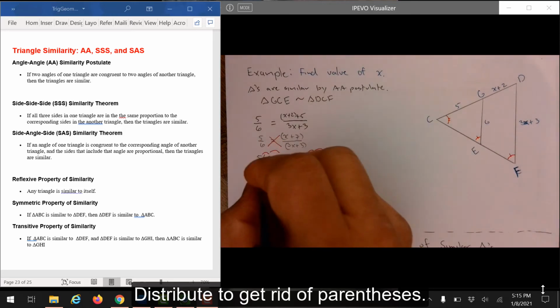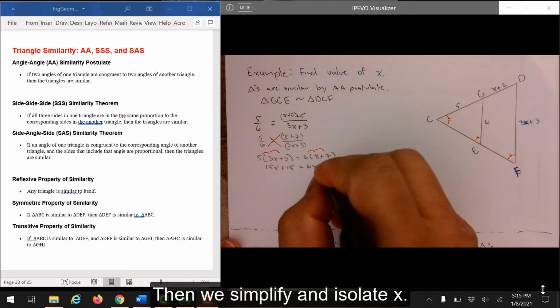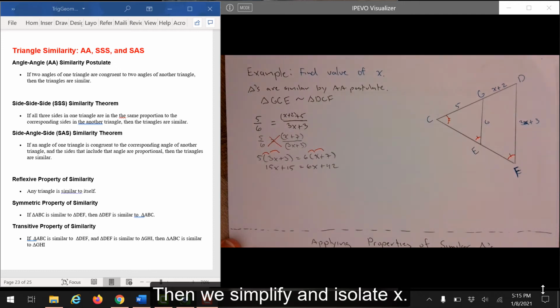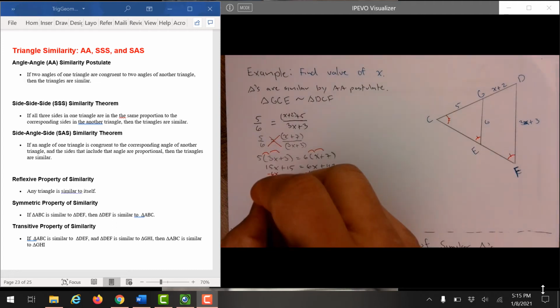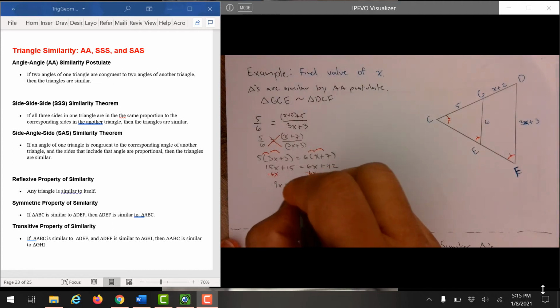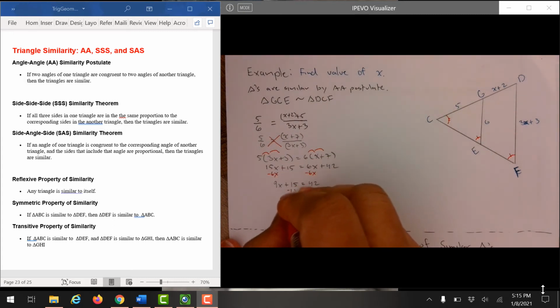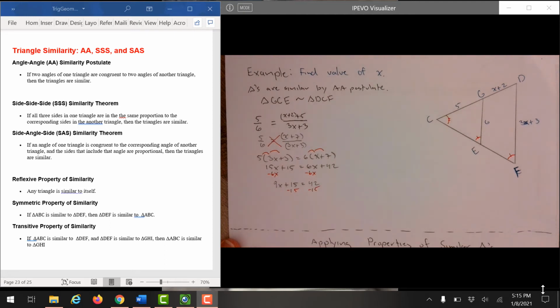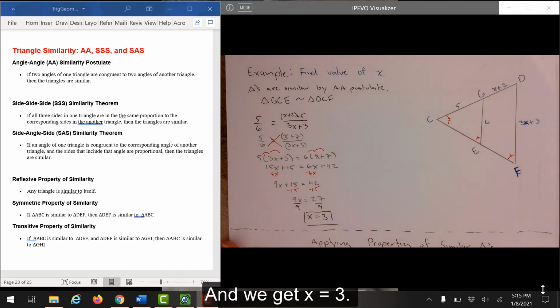Distribute to get rid of the parentheses. Then we simplify and isolate x. And we get x equals 3.